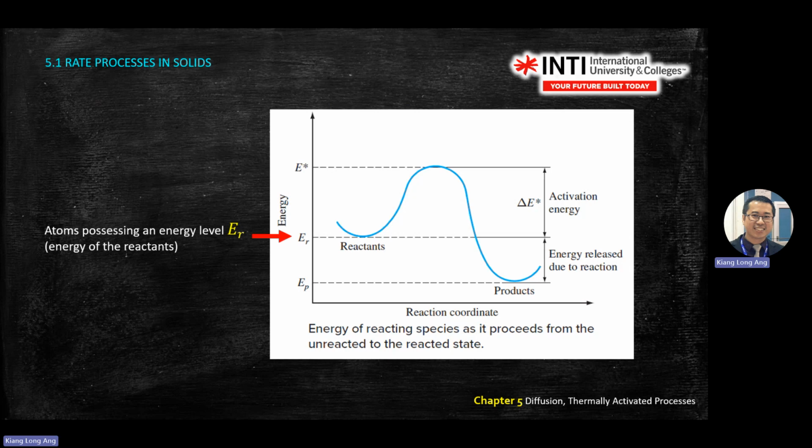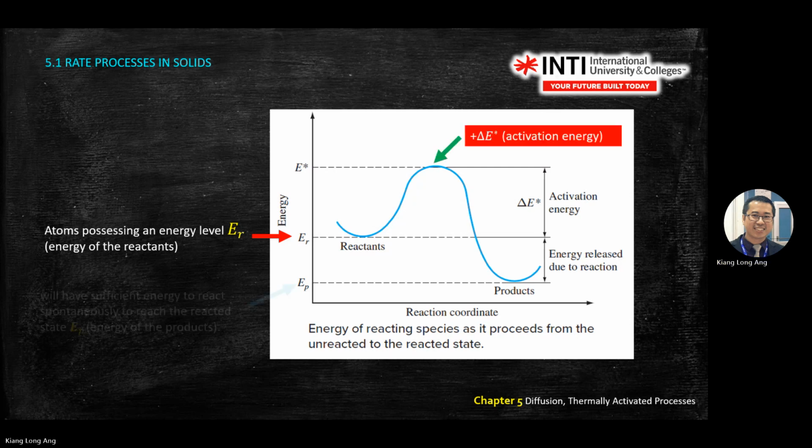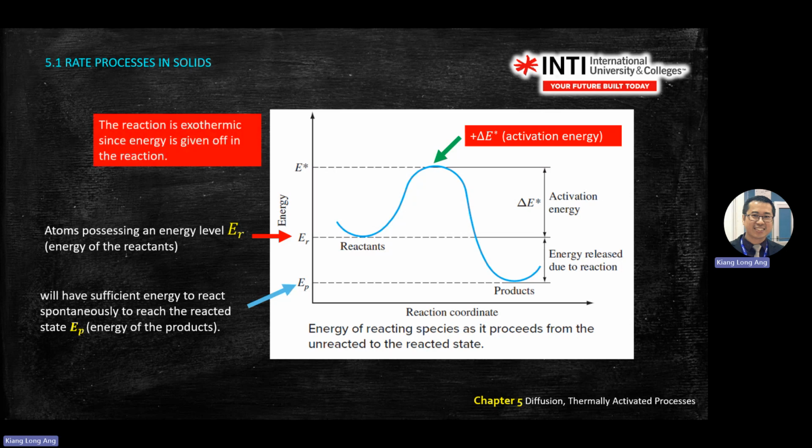So the first energy is called the reactant energy. Then the activation energy and the product energy. So when we have sufficient energy to react spontaneously, you need to release the energy until you reach the maximum. Okay, you will see this more when you learn about phase cycles.